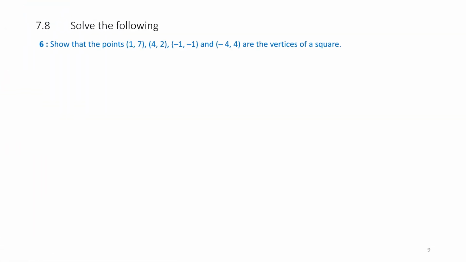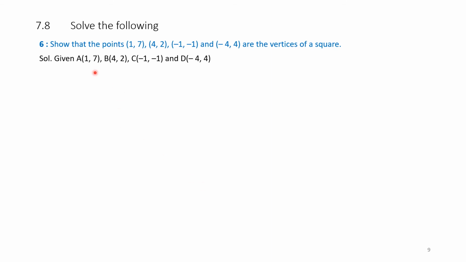7.8. Show that the points (1, 7), (4, 2), (-1, -1) and (-4, 4) are the vertices of a square. We know a square has 4 vertices. We are given 4 points and their coordinates. Now we have to prove that these form a square. To form a square, we have to show that the length of each side is equal. That is, if there are 4 points of a square A, B, C, D, then we have to prove AB is equal to BC is equal to CD is equal to DA.